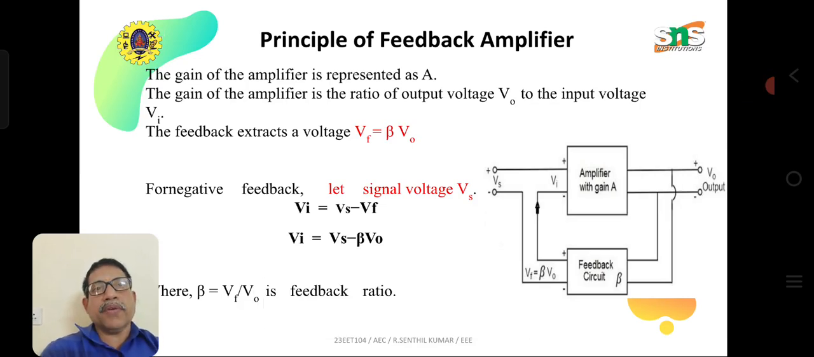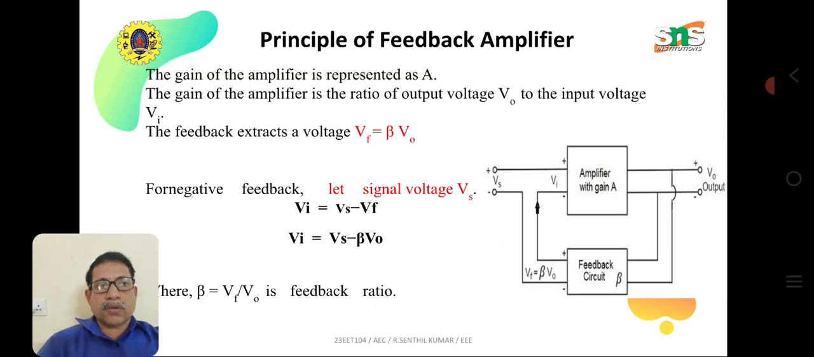Okay, in the previous video series, we have discussed what is positive feedback, what is negative feedback, and what is a feedback amplifier. Now, let me go through the discussions on the equations related to feedback amplifiers.